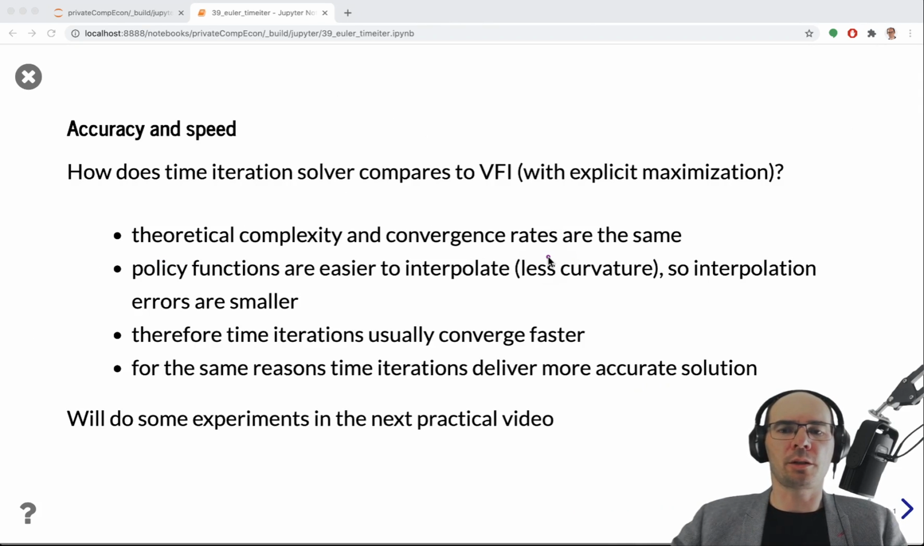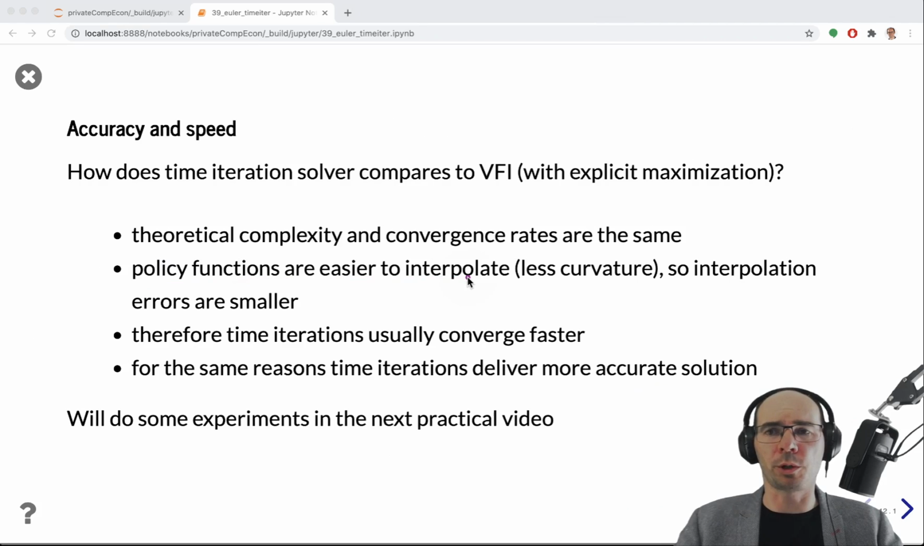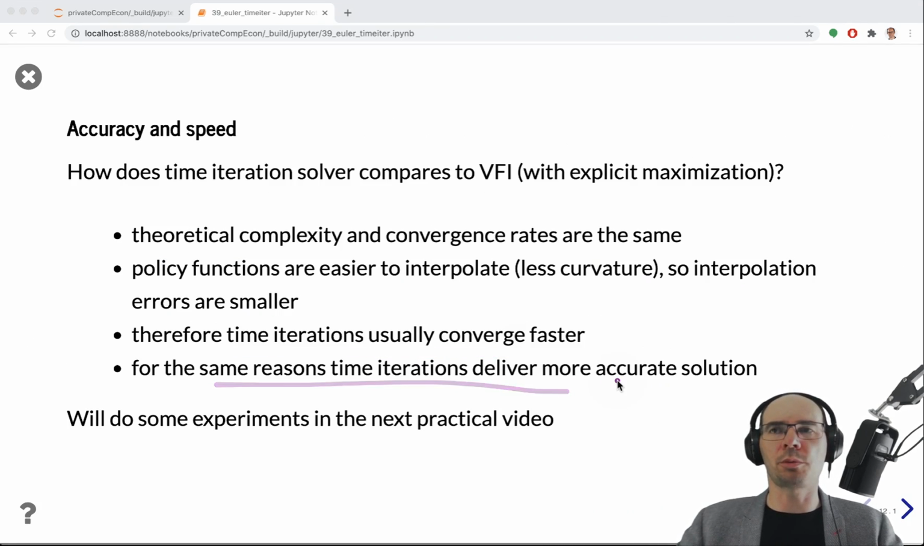But the thing is, the devil is in the details. Turns out that the policy functions are easier to interpolate. And remember, when solving for the fixed point of the Bellman equation, we have to interpolate the value functions. Policy functions have less curvature, and so the interpolation errors are smaller. And that implies that numerically, the time iterations converge faster because they accumulate less error, and the time iterations produce more accurate solutions in the end.